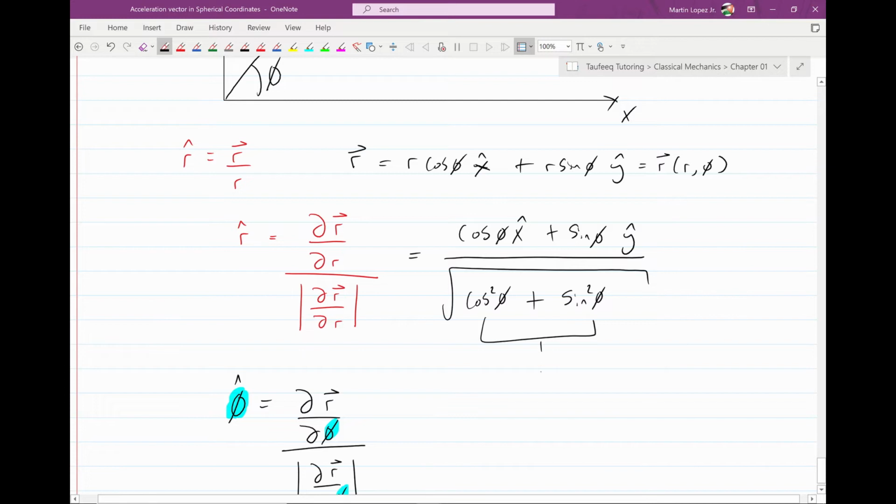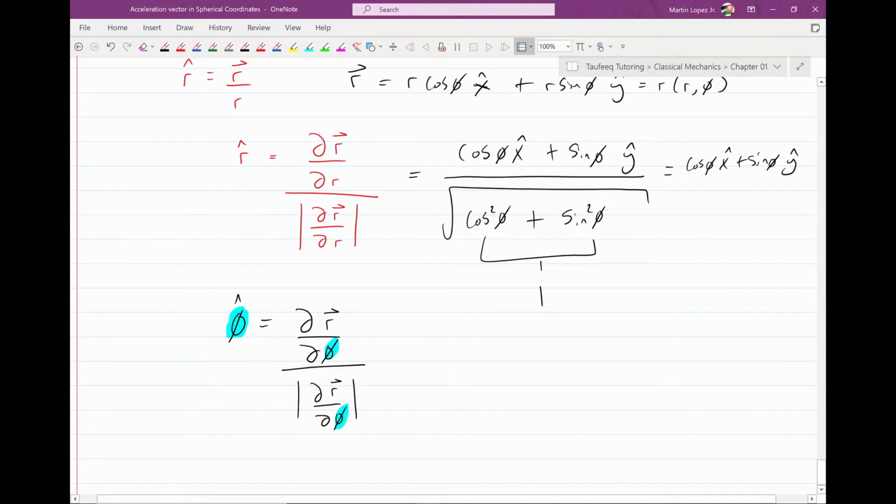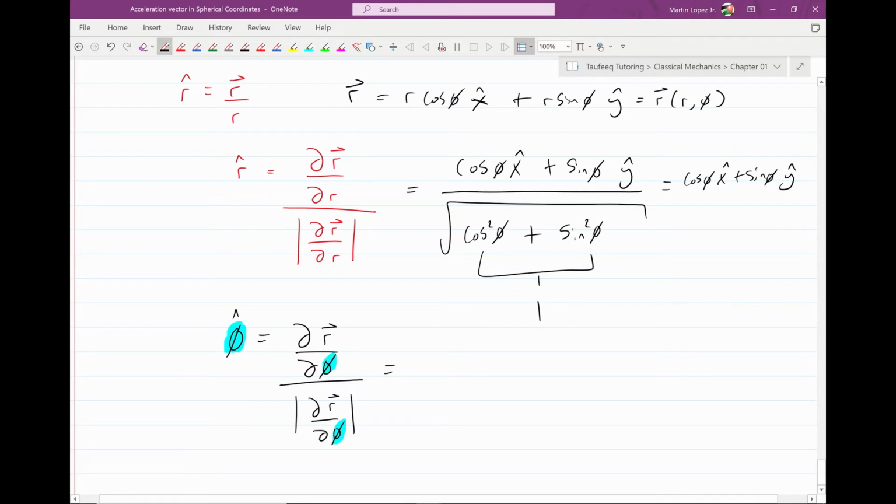Now this is a trig identity: sine squared plus cosine squared is equal to 1. So the square root of 1 is just 1. So the denominator is 1. And r hat ends up being cosine phi x hat plus sine phi y hat, which is what we already had. Okay, great. Now let's do that with phi.